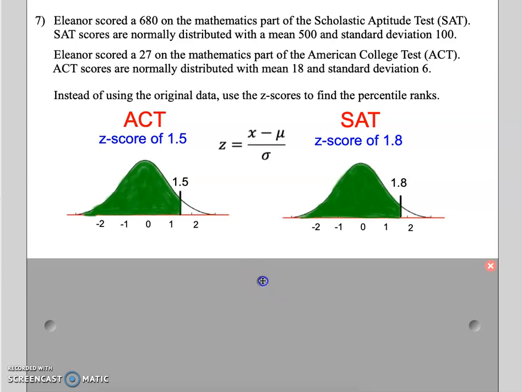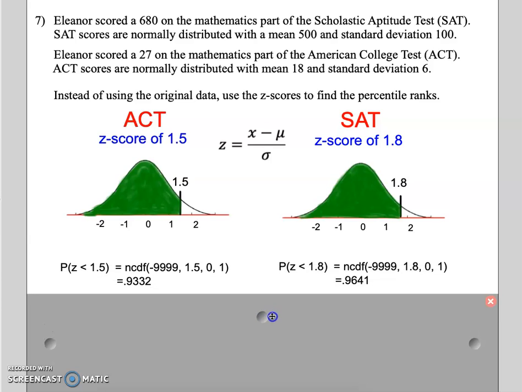Okay, doing my normal cumulative density function calculations now. Notice here, I changed x to z because we're on a z distribution. Here, negative infinity up to 1.5 this time. The mean is 0. The standard deviation of this graph is 1. Here, negative infinity up to 1.8. The mean is again 0. Standard deviation is 1. Notice my percents are exactly the same as I got on the last slide.